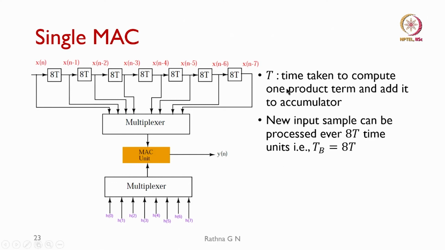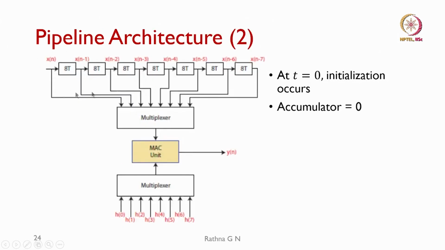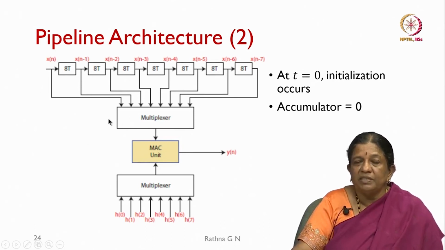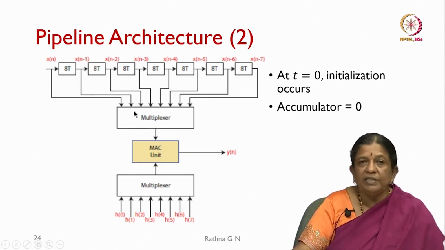So, here you can say T is the time taken to compute one product term and add it to the accumulator, and then a new input sample can be processed over 8T time units. So, our block computation time is 8T in this case. So, I can take the new sample after 8T time units. Continuing, at time t equal to 0, we do the initialization and the accumulator is also made 0. This is what the previous slide itself shows.